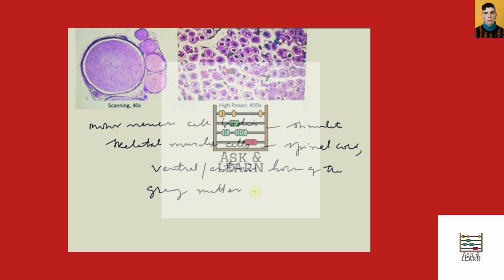And these motor neurons are called alpha motor neurons, and their axons exit the spinal cord through the ventral root to form peripheral nerves that innervate skeletal muscle.